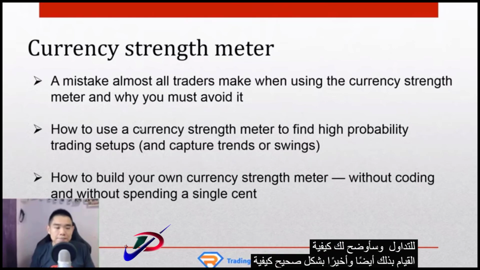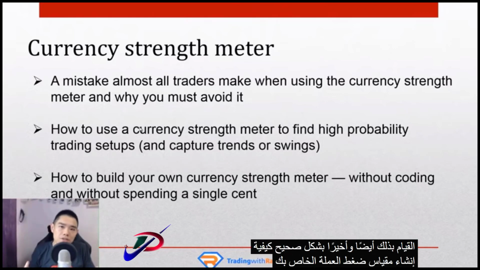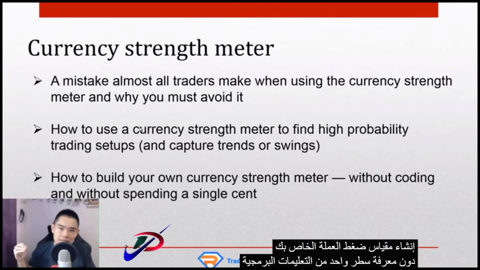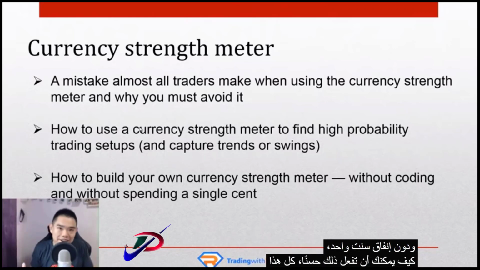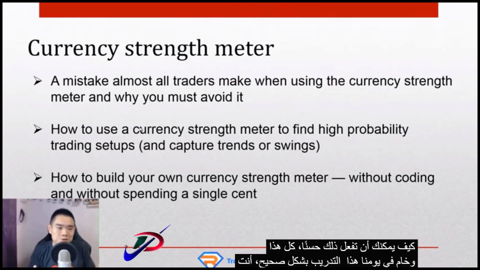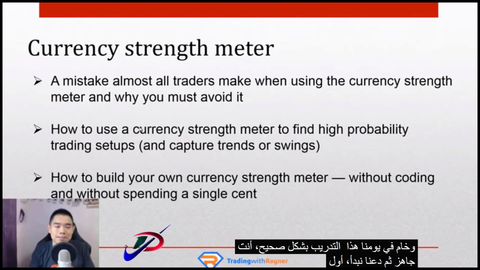And finally, how to build your own currency strength meter without knowing a single line of code and without spending a single cent. How do you do that? All right, so all this and more in today's training. You ready? Then let's get started.